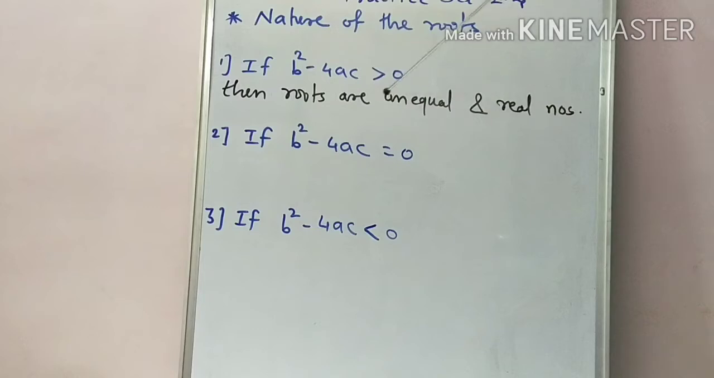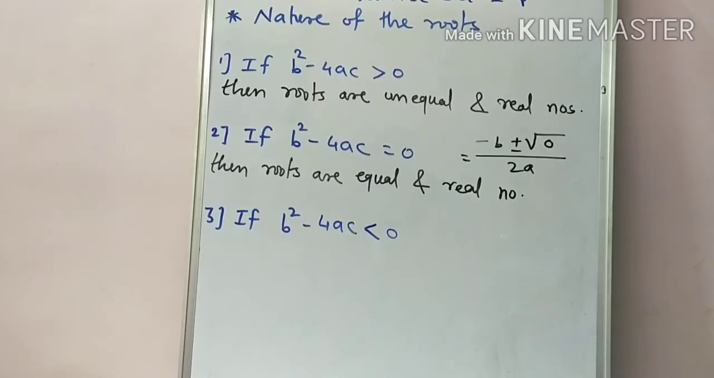Okay, so as we solved the examples of practice set 2.4, the value of the discriminant we were always getting greater than 0. So what you observe in those examples is that the roots are both real numbers and separate, means the roots are unequal. Okay, but what happens if b square minus 4ac is equal to 0? Then roots are equal and real numbers.